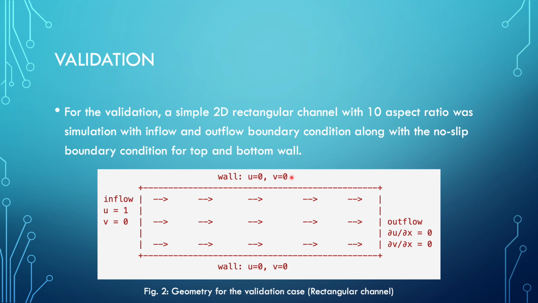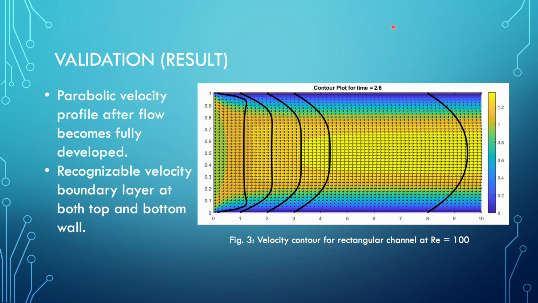So for the validation, I am considering a simple rectangular channel where fluid will come through from the left side and go through to the right side, and both top and bottom walls are at a no slip condition. This is similar to the case for the Hagen-Poiseuille equation, and the result of this simulation is described in the next slide.